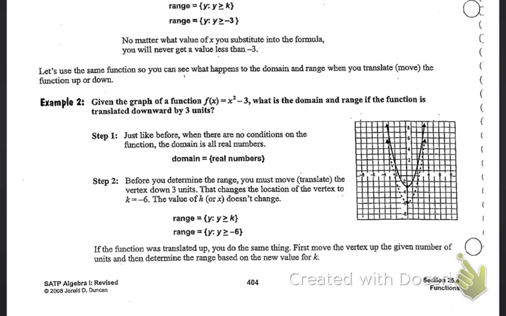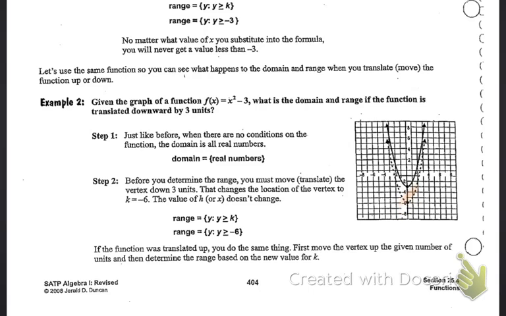Example 2. Given the graph of the function f of x equals x squared minus 3, what is the domain and the range if the function is translated downward by 3 units? Now notice that this function is the same as example 1. The only thing they're changing here is that we're translating it downward by 3 units. So we're just going to go down 3. 1, 2, 3, and we have our new point here.